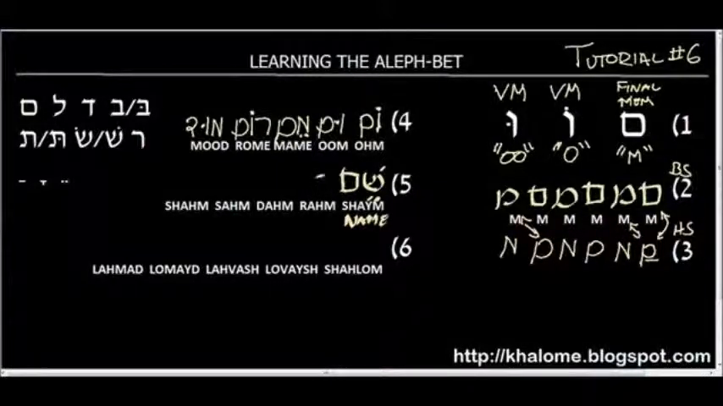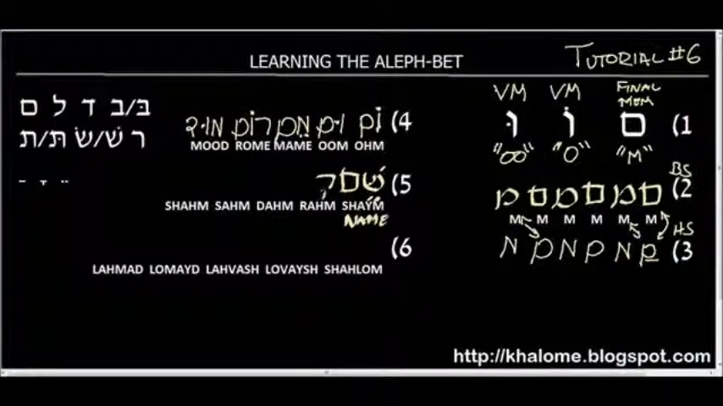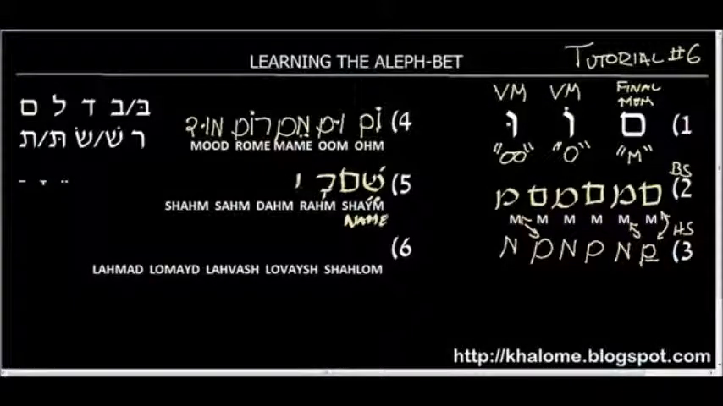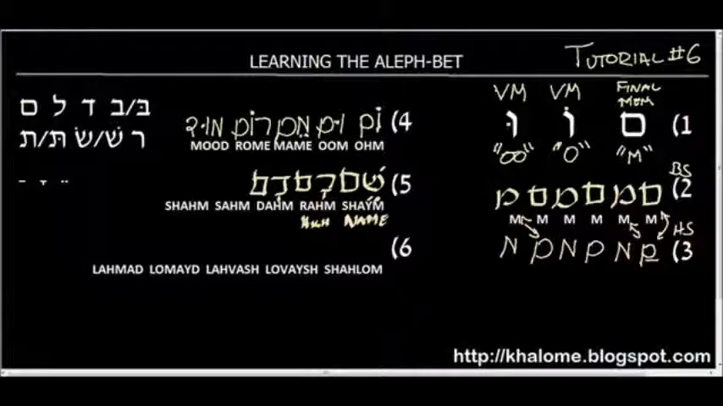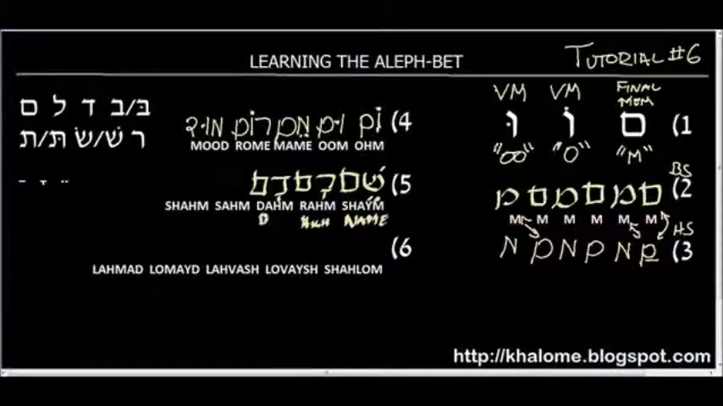Ram is going to be a Resh, a Kamatz, and then the final Mem. And that refers to high, like a high place. Dam is going to be the Dalet, the Kamatz, and then final Mem, and that is blood.